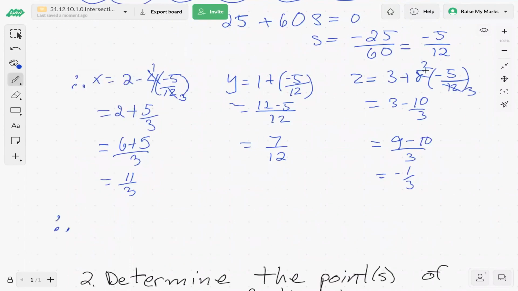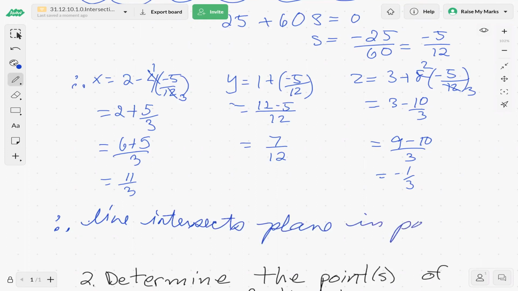Therefore, the line intersects the plane at the point (11 over 3, 7 over 12, negative 1 over 3). All right, that wasn't too bad.